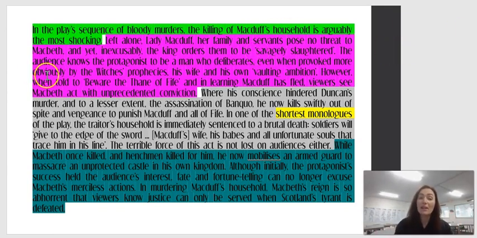The audience, so we have reference to the values of the time, knows the protagonist to be a man who deliberates, even when provoked more obviously by the witch's prophecy.